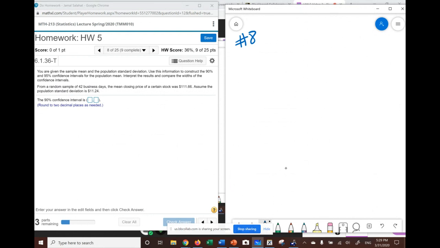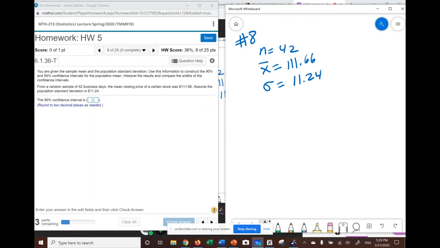For a random sample of n equal to 42 business days, the mean closing price of a certain stock was, that is the sample mean, 111.66. Assume the population standard deviation, which is sigma in this case, is equal to 11.24.